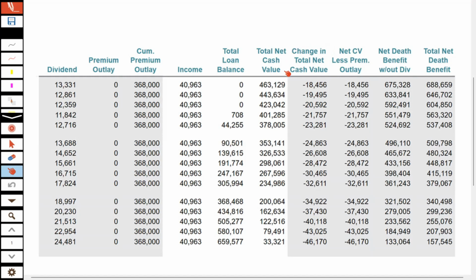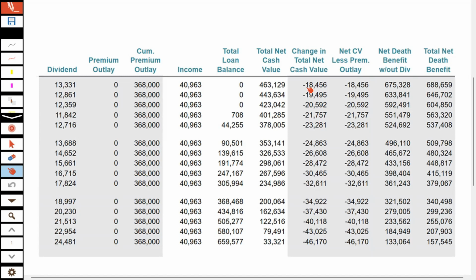This column is very interesting to me. This shows how much your cash value is decreasing every year based off of the amount of money that you're taking out. So if you look at this year, which is year 26, you're taking out 41,000. Your cash value is only decreasing by 18,000.